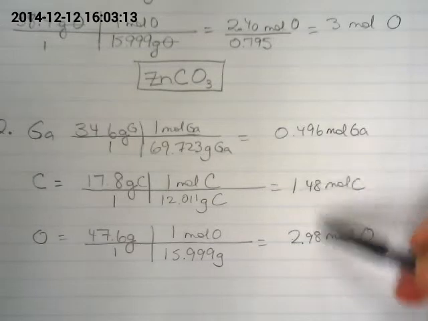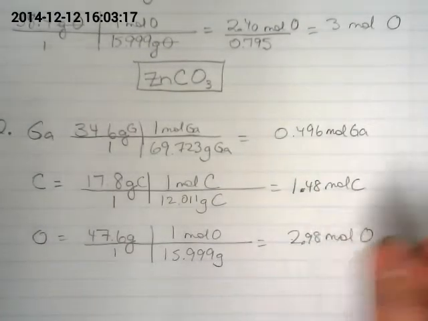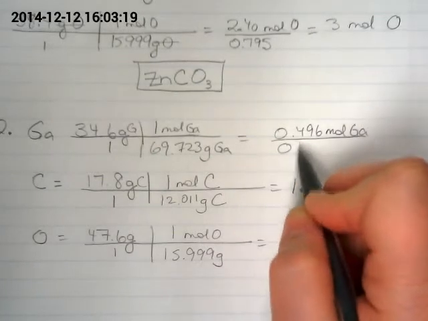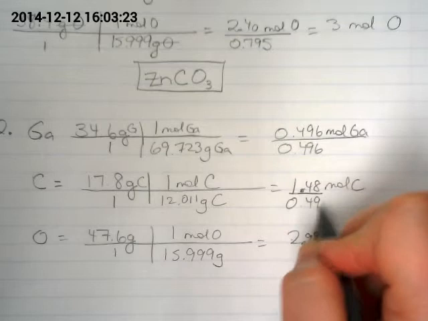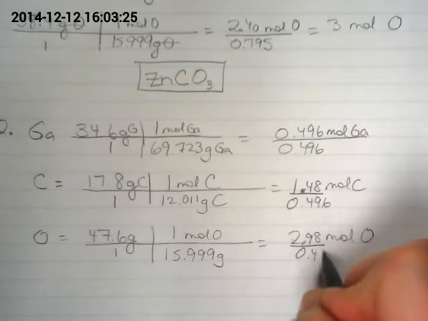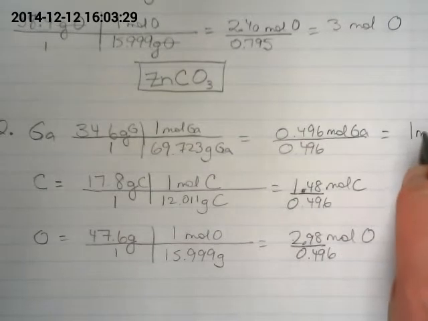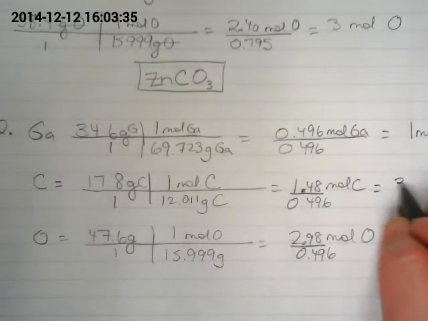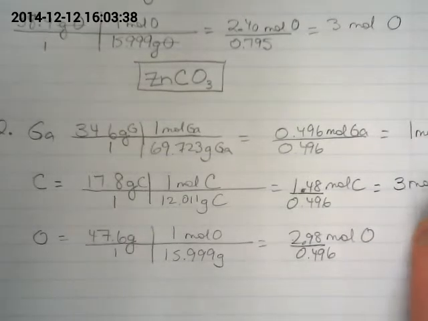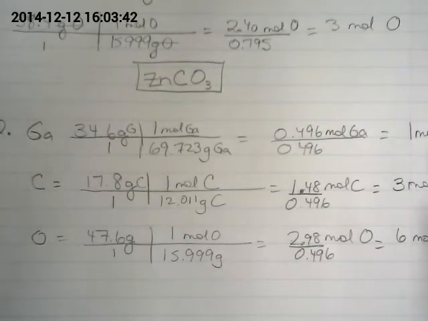These are not within 0.2 of a whole number, so we're going to divide by the least, which is this number. And what we do to one, we do to all. Do the math. We're going to get 1 mole of gallium here. We're going to get 2.98, which is close enough to 3 moles of carbon. And we're going to get 6 moles of oxygen. We now have whole numbers.